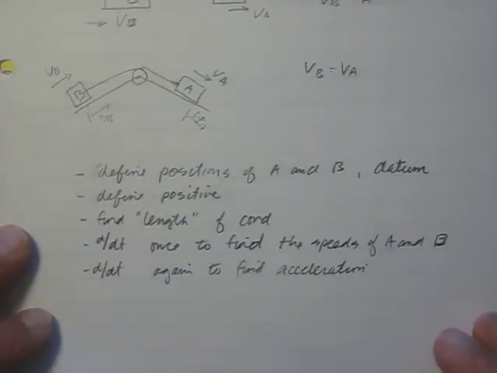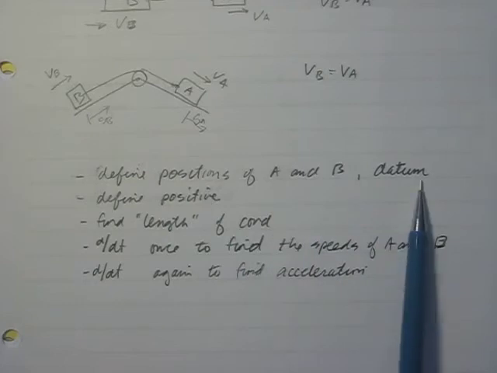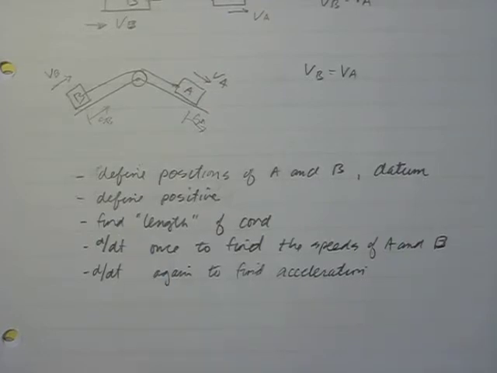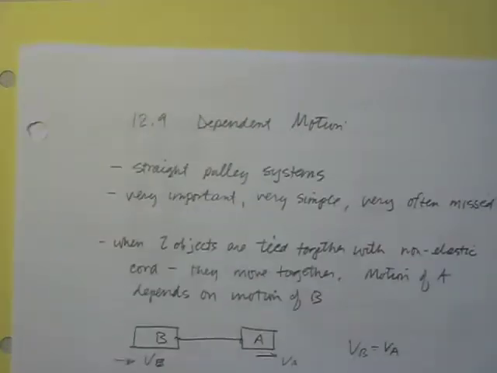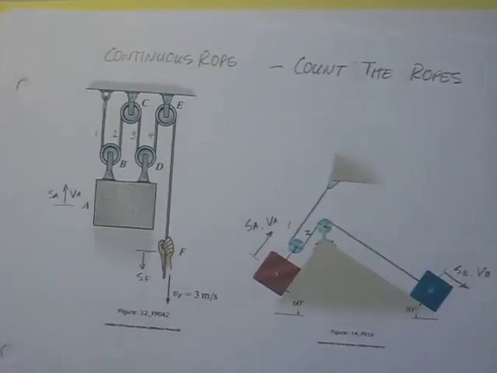So the way we approach these problems is we're going to define the positions of A and B. We need to define a datum. A datum is a point in the picture where nothing is moving, and we're going to define positive directions. We're going to find the pseudo length of the cord, the length being in quotes, and we'll talk about that in a couple pages here. Then once we find the length, we can take the derivative with respect to time once to find the speeds of A and B, and take it again to find the accelerations. All right, first of all, let's just talk about displacements and velocity.